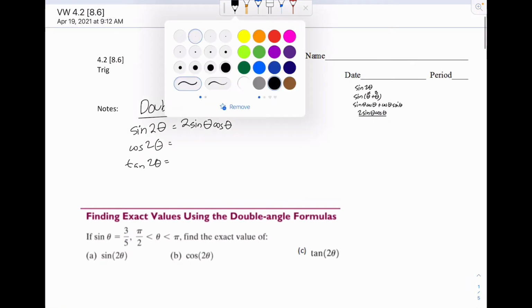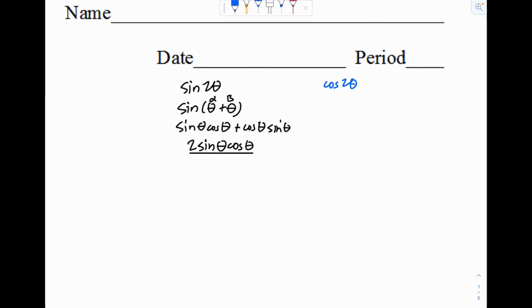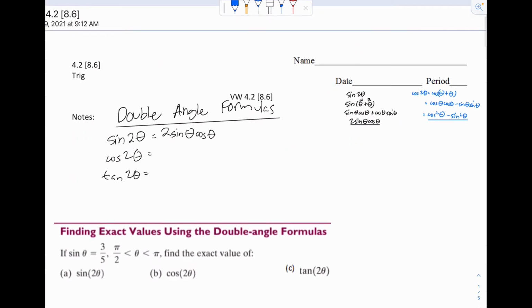And by the same logic, I can do cosine 2 theta. That is cosine of theta plus theta, which is cosine theta cosine theta minus sine theta sine theta, which is cosine squared minus sine squared. So you can add that here. Cosine squared minus sine squared.